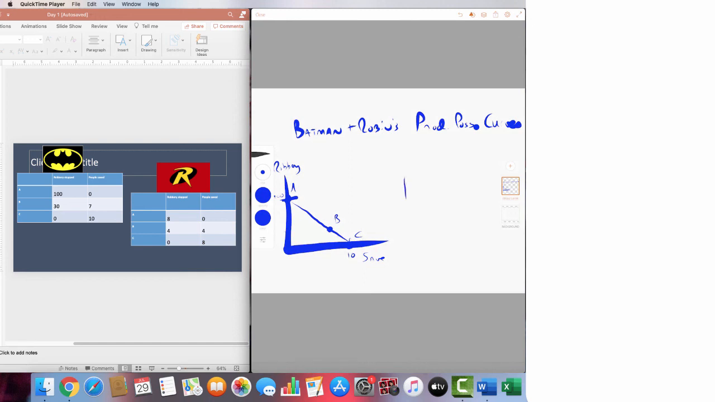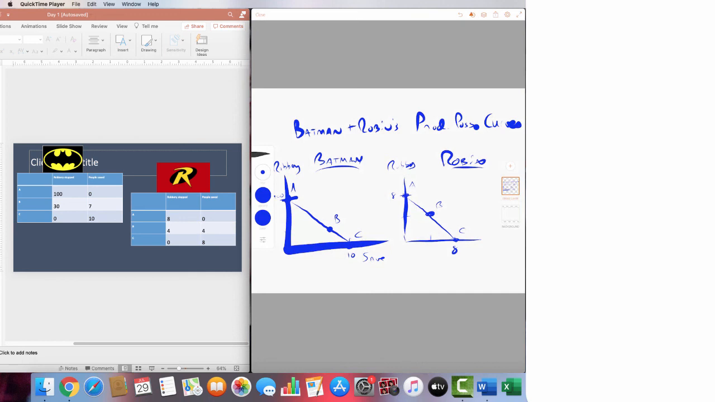Now, Robin's production possibilities curve looks like this. Again, we'll put robbery stopped up here. So this is Robin, and this is the Bat. And there's 4 and 4. So Robin's production possibilities curve, option A, option B, option C. Draw a line between those, and it's a straight line as well. That's why Robin's marginal opportunity cost is always the same.